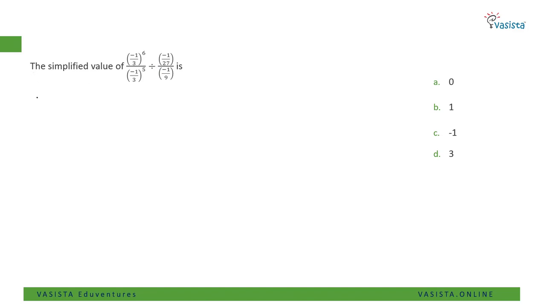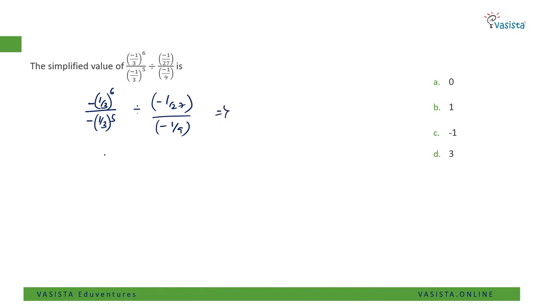So here let me change to the same base, right? So the given problem is (minus 1 by 3)^6 divided by (minus 1 by 3)^5, that divided by minus 1 by 27, that divided by minus 1 by 9, right? So minus here, numerator and denominator, it will be cancelled. Here also the same thing will happen.